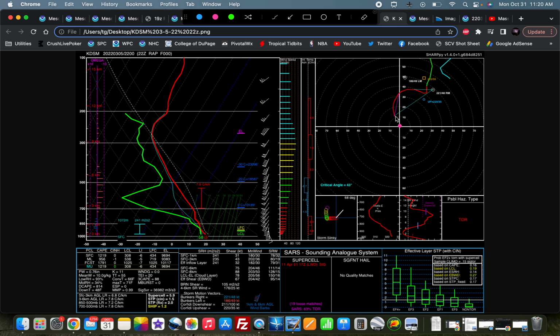But you can see the low level shear and the deep layer shear was pretty strong, much stronger than what we usually see from a cold core event. 0 to 6 kilometer shear of 75 knots there, so plenty of shear for supercells and lots of low level shear just ahead of that surface low for tornadic activity.